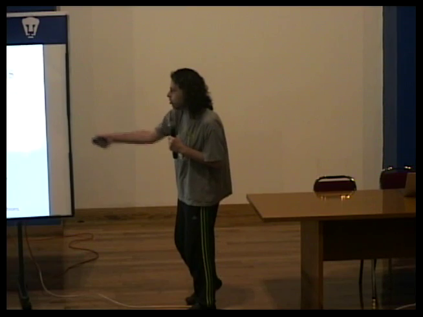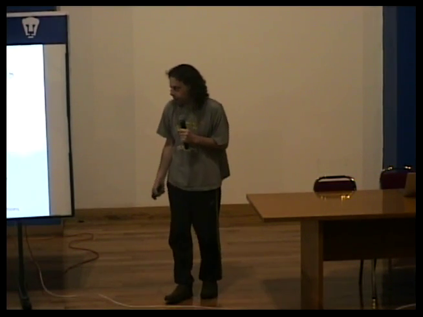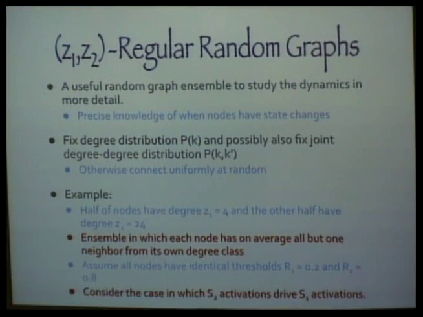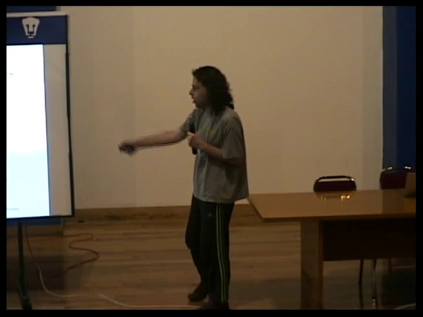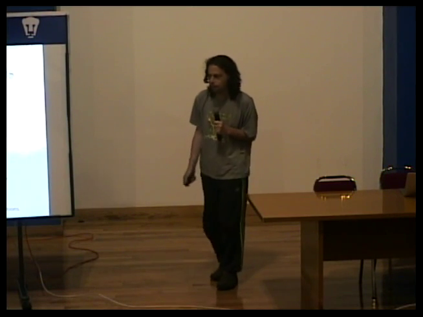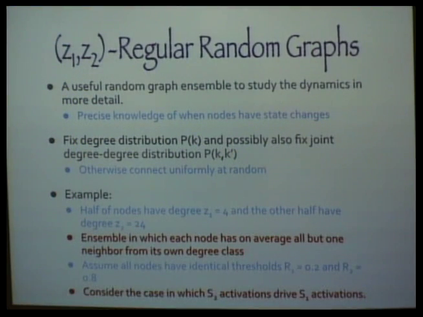If I fix a joint distribution, I'm also going to say, okay, for example, maybe in this case, I have nodes of degree 4. On average, three of the edges connect to nodes of degree 4, and one of them connects to nodes of degree 24. And in the case of the degree 24, on average, 23 of those connect to nodes of degree 24, and one of those connects to nodes of degree 4. Right, so if I only take P of K, I get a special case of what's called the configuration model. And if I take this other one, I get a special case of a generalization of the configuration model.